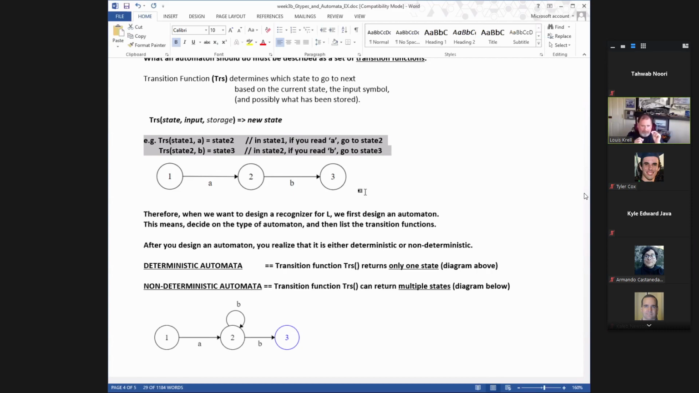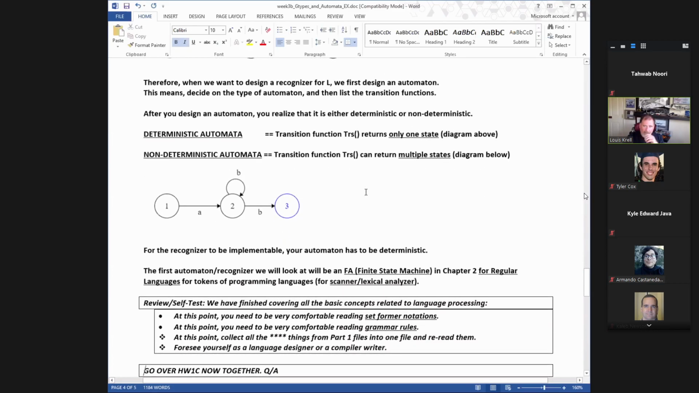NFA, I don't know if I've given you that acronym. So DFA is our deterministic finite automata. Non-deterministic finite automata, we refer to by the acronym NFA. We drop the D. So NFA, non-deterministic, DFA, deterministic. I already stated that in order for your recognizer to be implementable, you must have a deterministic finite automata.